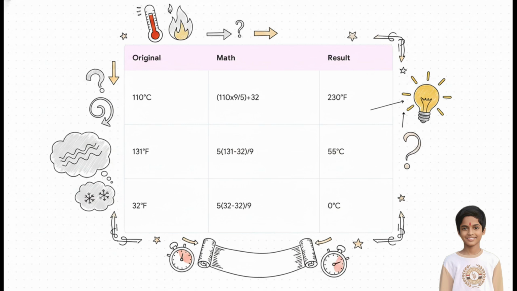Now let's reverse it. Take 131 degrees Fahrenheit, subtract 32, multiply by 5, divide by 9, and you land perfectly on 55 degrees Celsius. Try to visually memorize these specific final answers so you can double-check your math on test day. It's an easy points grab.